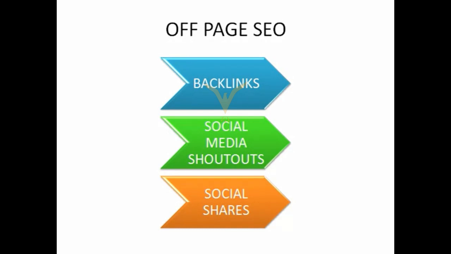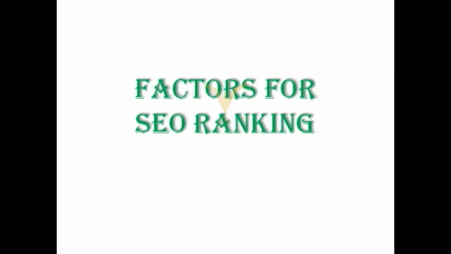Now I think we have understood on-page SEO and off-page SEO in a better way. On-page SEO means giving best content, user experience, page speed. Off-page means giving backlinks, social media shoutouts, social shares. So this is all about on-page SEO and off-page SEO. In this video, we are going to see what are the factors that affect SEO ranking. So we are going to see factors for SEO ranking. This is a very important video because in this topic we are learning how to increase our SEO ranking.